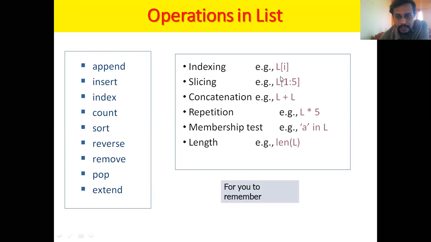So here one example in list is L. This we call as indexing, this we call as slicing, concatenation means plus, repetition means star, member test means whether the value is present in the list, using the keyword in with the list name. We will take one example on using member test also.